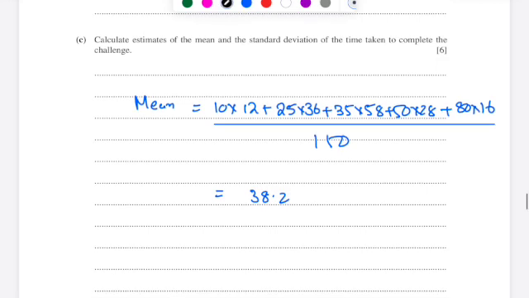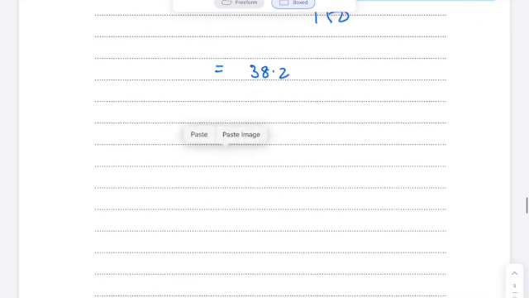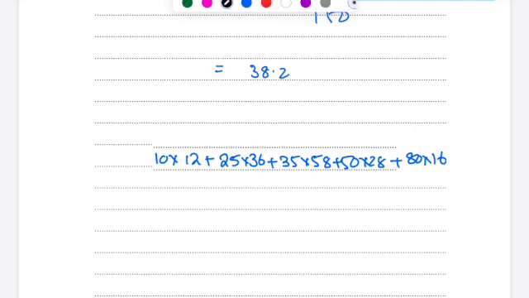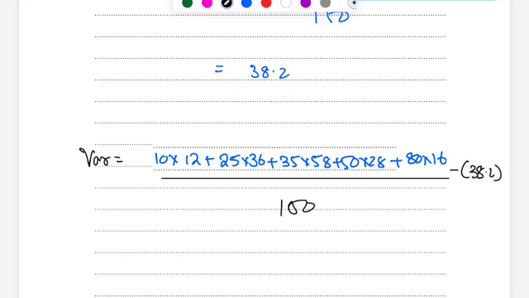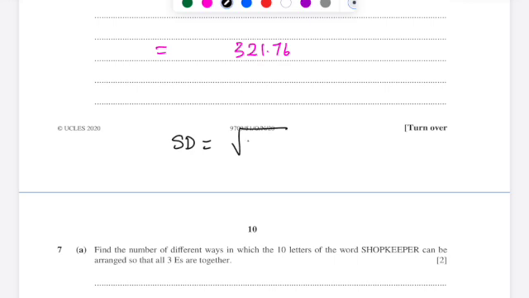Now variance, what am I going to do? For variance, copy this entire thing. So variance equals this divided by 150 minus mean square, 38.2 whole square, but square this one: 10 square, 25 square, 35 square, 50 square and 80 square. So my answer is going to be 321.76. So what's going to be the standard deviation? Standard deviation is going to be square root of 321.76, which is 17.9.